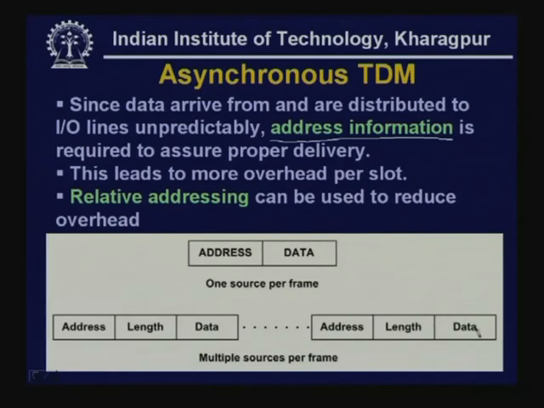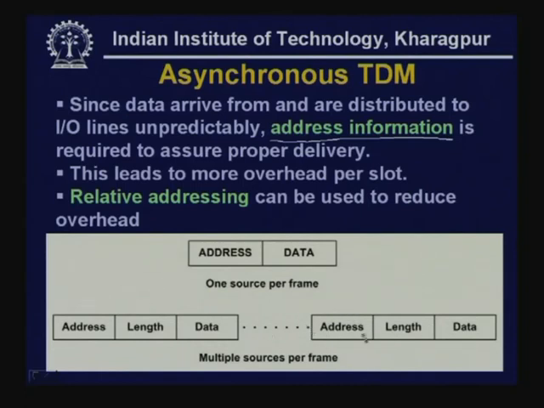So, there are three different fields corresponding to data received from a single source, and the overheads are address and length, because the other side has to identify that the data corresponds to this address, and also the length field has to be known, so that we can identify the next slot.